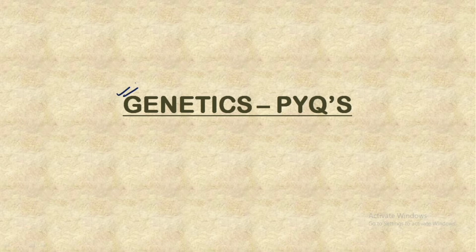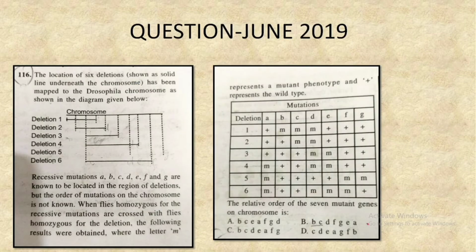In this lecture we will solve a previous year question from the genetics unit, so we understand the tricks to solve such questions. When we look at these types of questions, we assume they are very difficult, but that is not the case. These questions are very simple to solve and easy to fetch 4 marks from. In this video we'll understand the trick to fetch golden 4 marks from these questions.